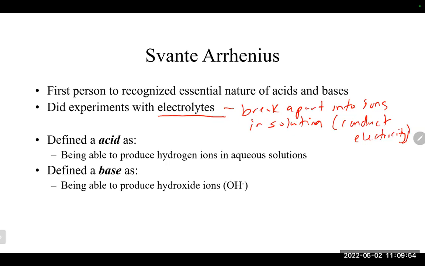He defined an acid as a substance that's able to produce hydrogen ions in solution. When we talk about hydrogen ions, that is H+ in solution. He characterized a base as something that's able to produce hydroxide ions in solution. So it is the presence of free H+ or free OH- in solution, and the ratio of those two things, that determines whether the solution will be acidic, basic, or neutral if they happen to be equal to each other.